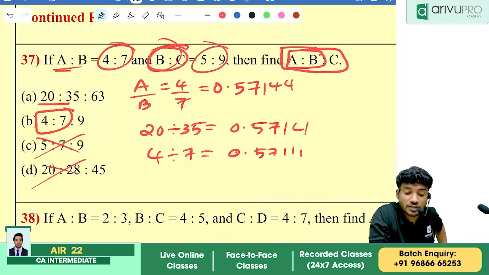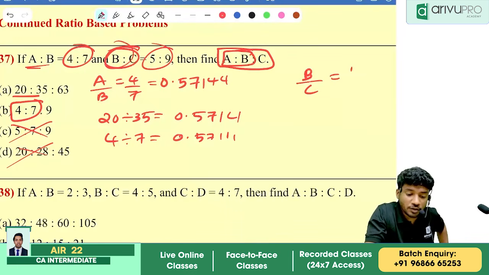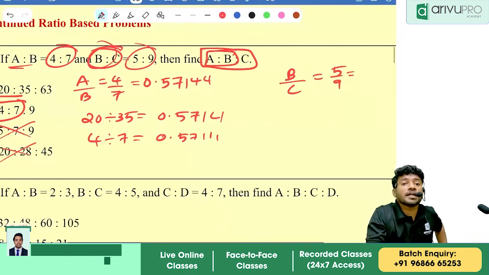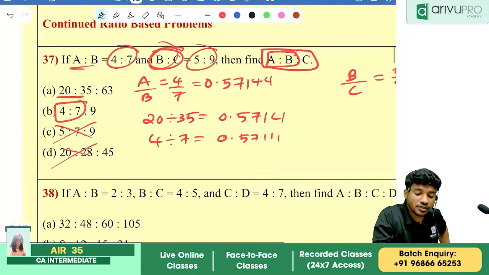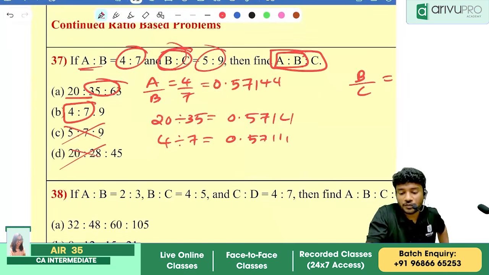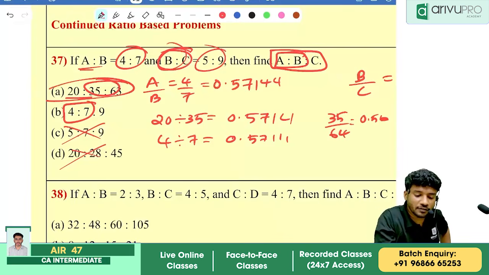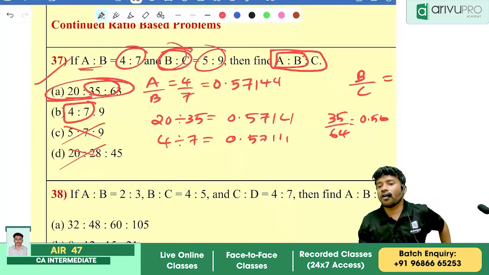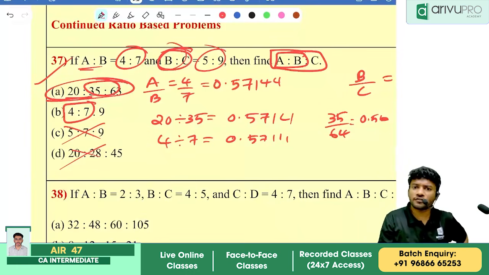We will find B is to C. B by C is equal to 5 by 9. How much is 5 by 9? 0.5555. Now check 35 divided by 64. 35 by 64 is equal to 0.555. 7 by 9 is anywhere wrong. Which option is the answer? Option A is your answer. Understood the method? Is everything clear for everyone?